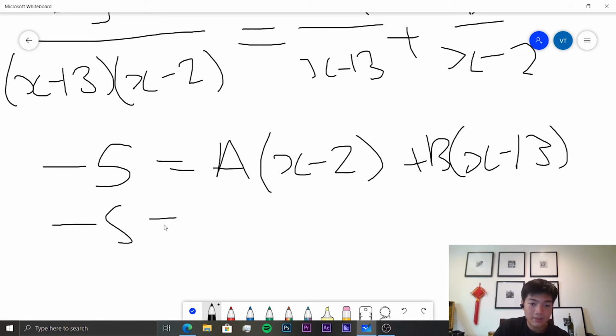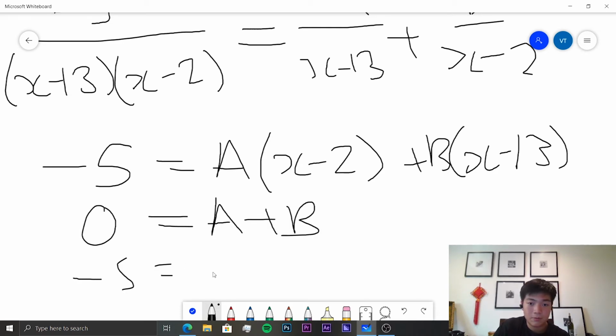And so we have negative 5 is equal to, we have 0. If we remember, this is 0x here, so we have 0 is equal to a plus b, and negative 5 is equal to negative 2a. Is that a 3? Yeah, sorry. This should be a plus. I just can't write pluses today. Negative 2a plus 3b.